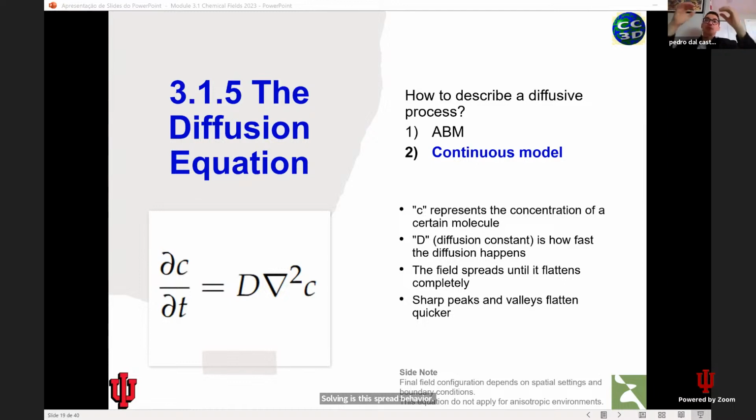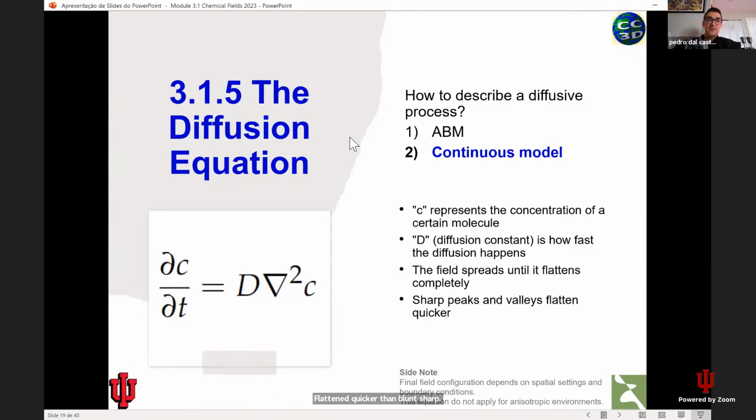So if you start with a drop of dye in a cup of water, over a very long time period, this dye will spread completely and evenly in the cup. And it does so such that the sharp peaks spread quicker than the blunt peaks. Okay, so sharp peaks and valleys flatten quicker than blunt peaks and valleys.